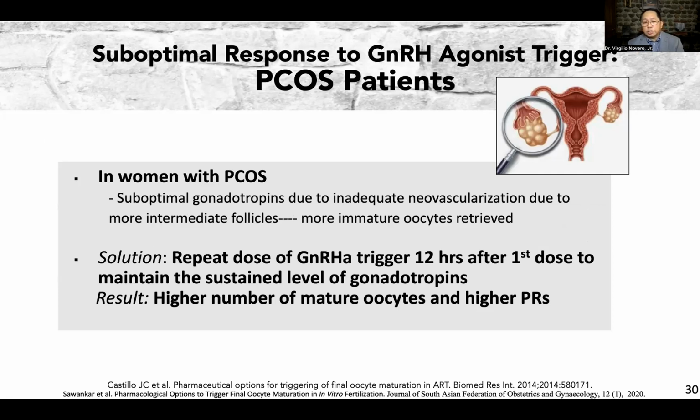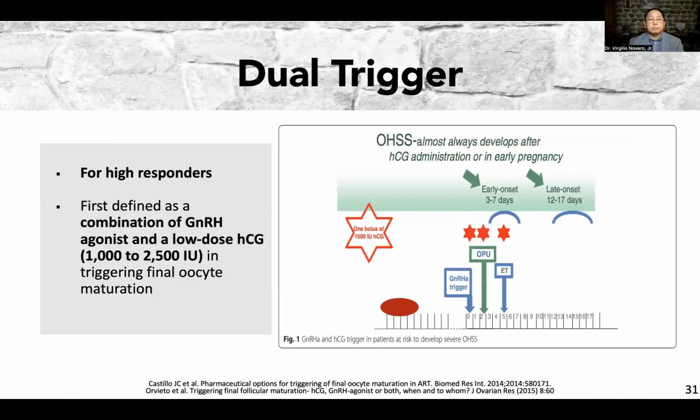So the solution is to give another GnRH agonist trigger 12 hours after the first dose to maintain the sustained level of gonadotropins, and the result would be a higher number of mature oocytes and a higher pregnancy rate. Let's go to one innovation, which is your dual trigger. This is designed for high responders.